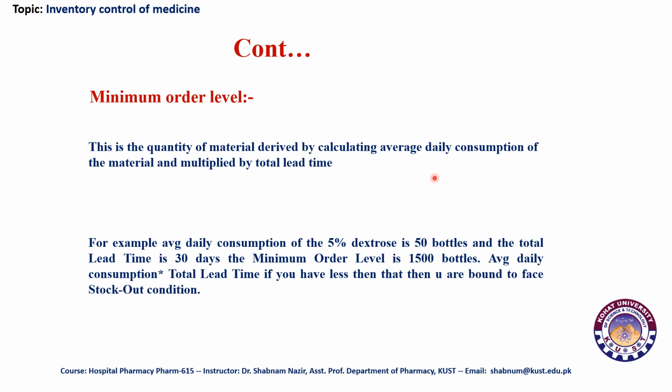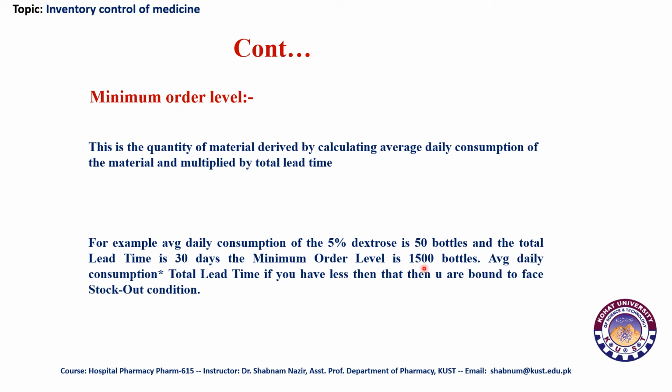For example, average daily consumption of the 5% dextrose is 50 bottles. This is the thing which is average daily consumption. So 50 bottles, and total lead time is 30 days. Total lead time is 30 days, means that these bottles of dextrose, if once ordered, would be received possibly within 30 days. So this is the total lead time. The minimum order level is 1500 bottles. This is something which we just derived, minimum order level.